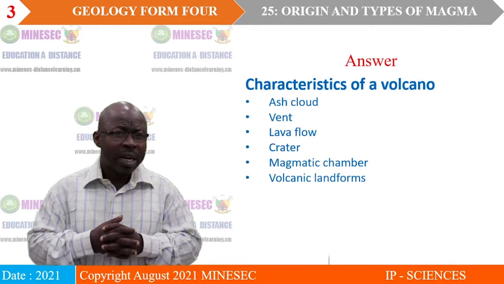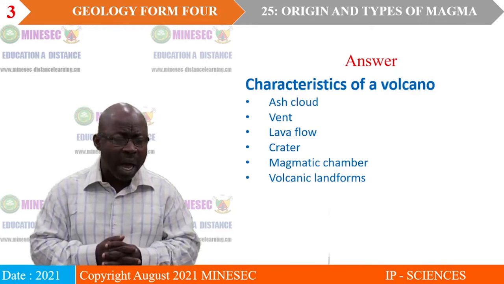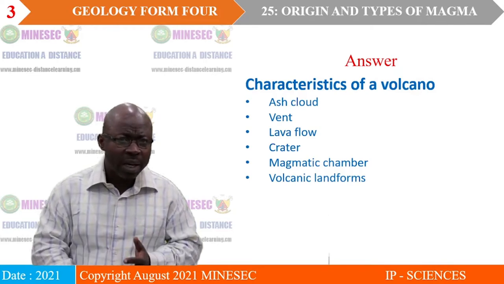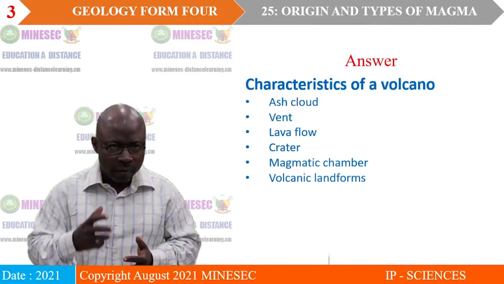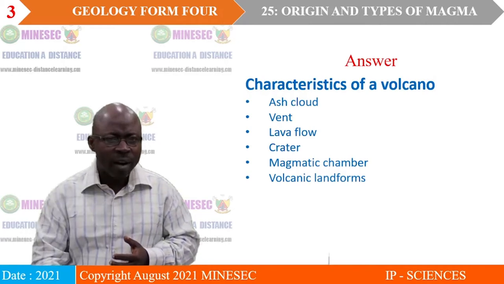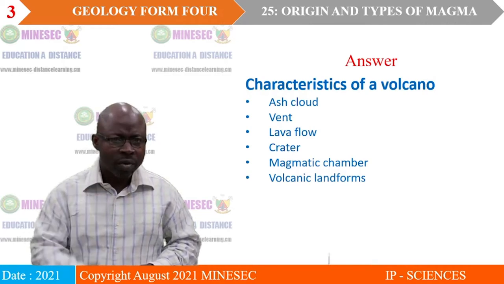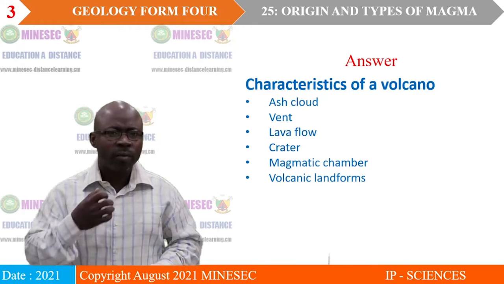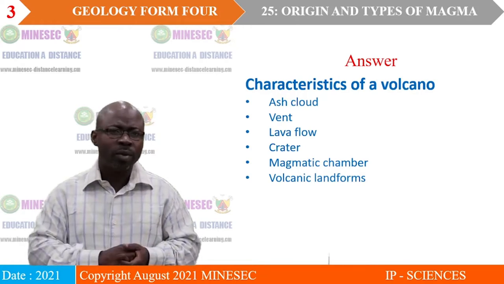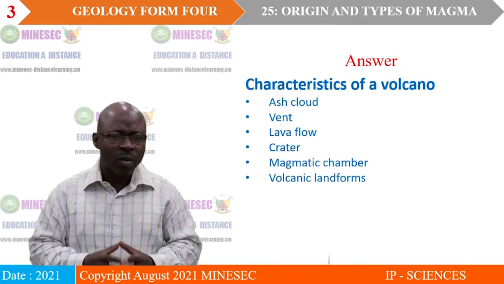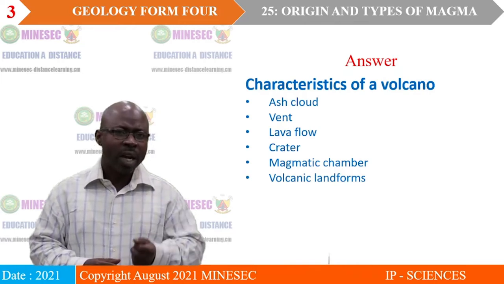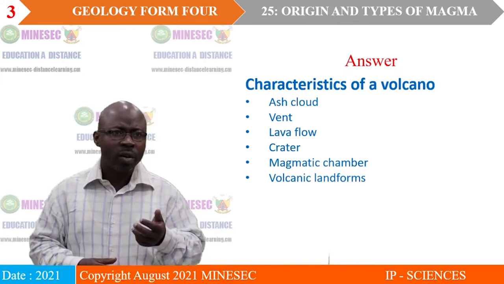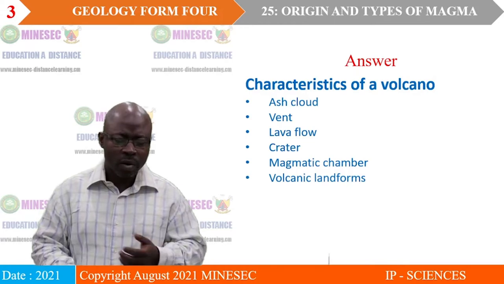So, the characteristics of a volcano are: ash cloud, the vent, a lava flow, crater, magmatic chamber, and volcanic landforms. When you did that correctly, then there was an expected answer you were supposed to put across.